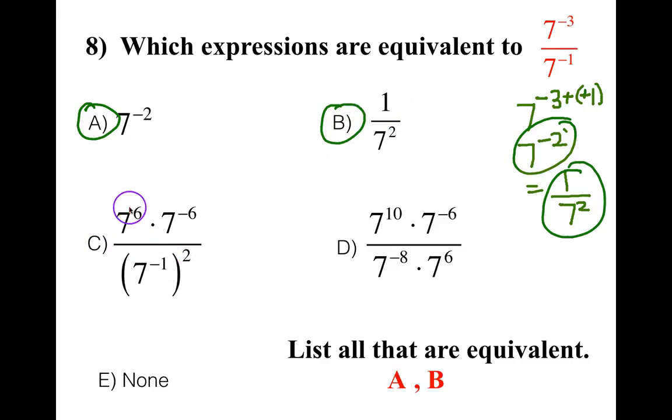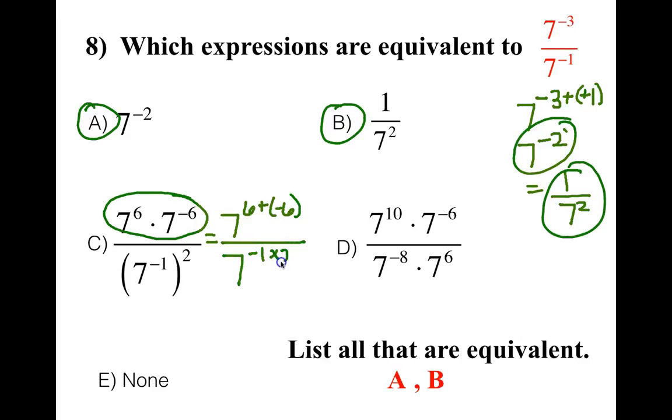What about C? Here, I'm going to have to simplify what I have. First, simplifying the numerator. Since we're multiplying, we can go ahead and use properties and add these exponents. So 6 plus a negative 6. And here, since we are raising it from one power to another, we can go ahead and use the properties and multiply these exponents together.